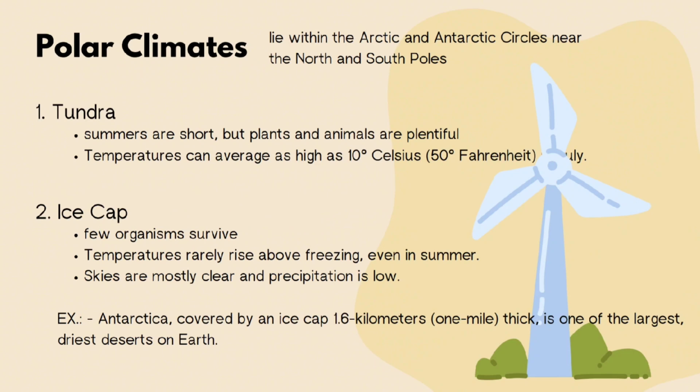Let's now have the polar climates. The two polar climate types, tundra and ice cap, lie within the Arctic and Antarctic circles near the North and South poles. In tundra climates, summers are short, but plants and animals are plentiful. Temperatures can average as high as 10 degrees Celsius or 50 degrees Fahrenheit in July.